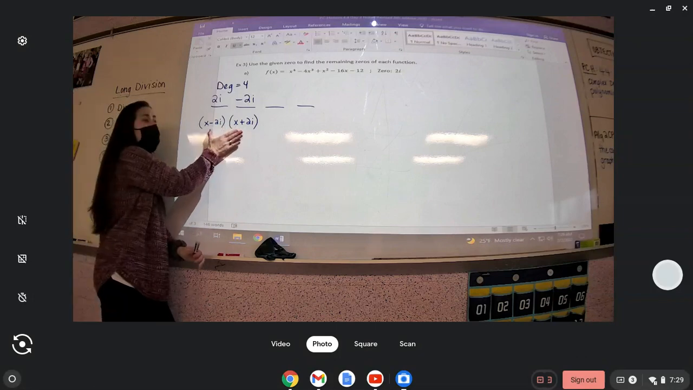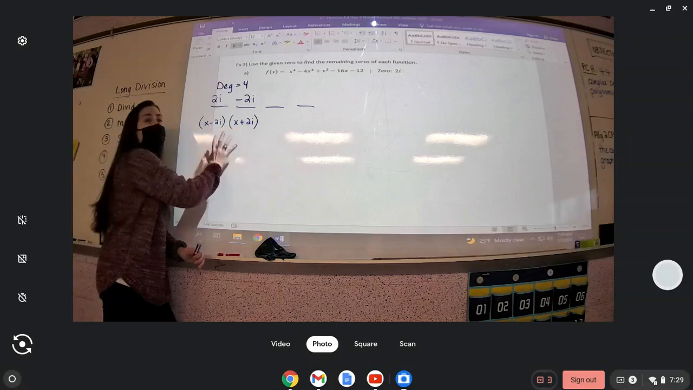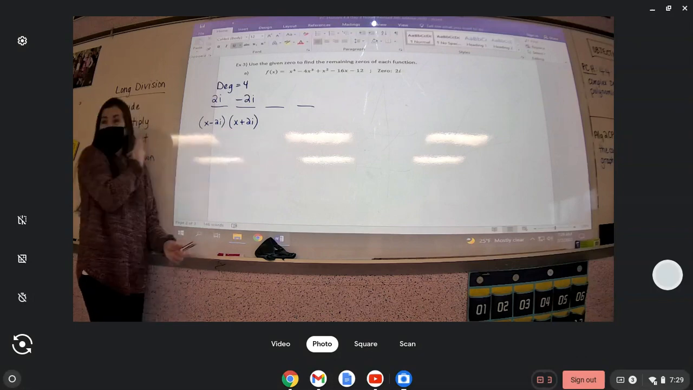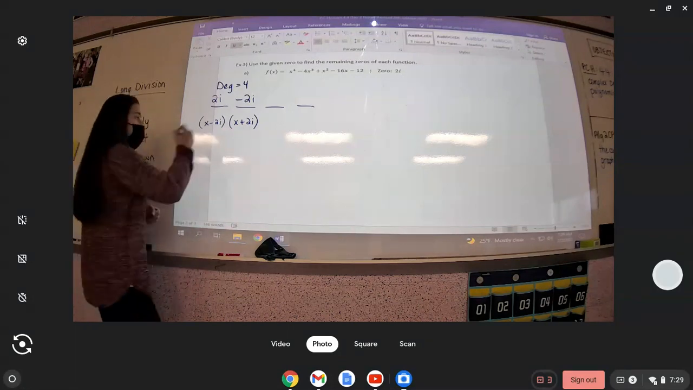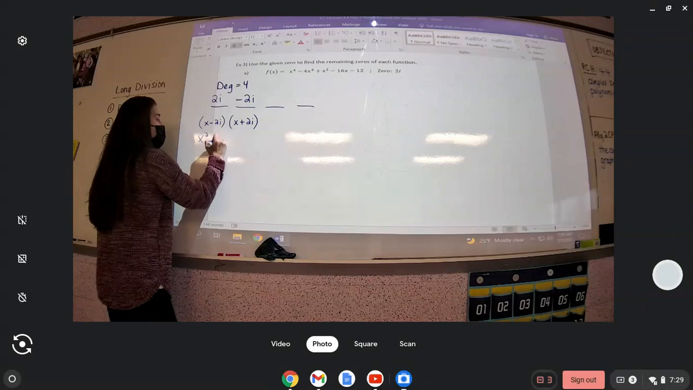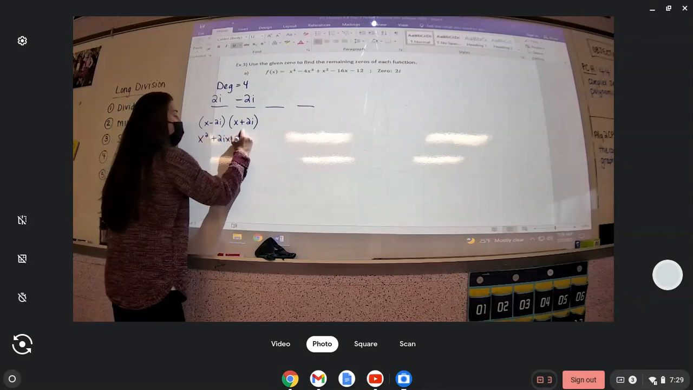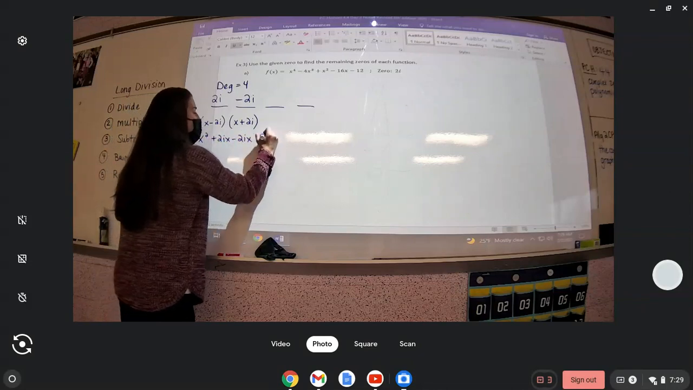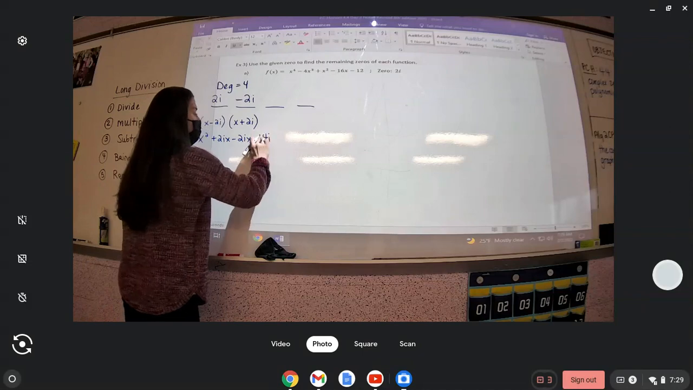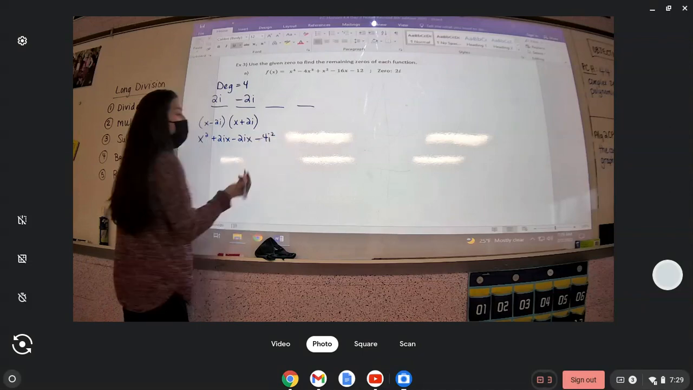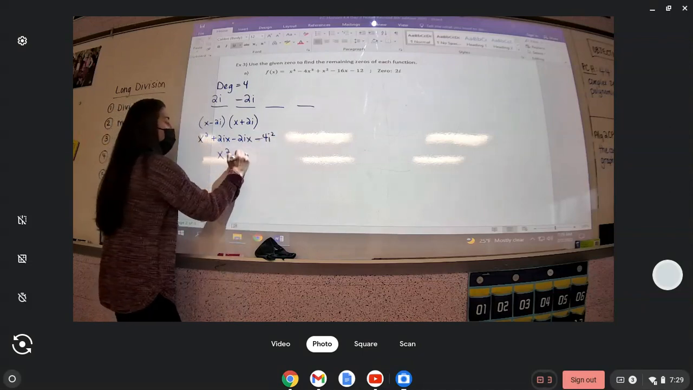So let's take these 2 factors and let's multiply them out to their irreducible quadratic. We just did it technically, if you remember in the warm-up. We got x squared plus 2ix minus 2ix, and then minus 4i squared, which then became x squared plus 4.